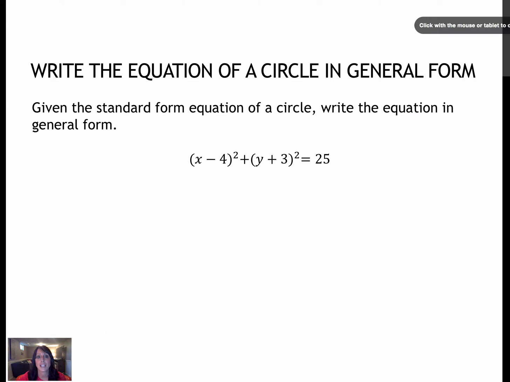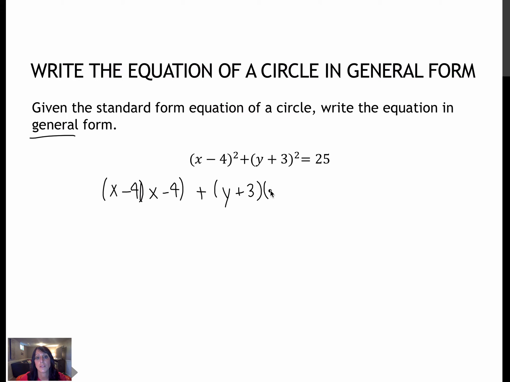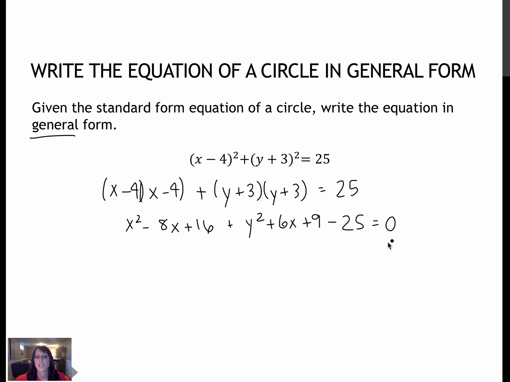So this is obviously the standard form, and I want to write it in general form, which means that I'm going to distribute the x minus 4 to the x minus 4, because there are two of them, and I've got two y plus 3's, and then of course I've got my 25, which I'm going to end up moving to the left side. So if I FOIL this out, I get x squared minus 8x plus 16. If I FOIL this out, I get y squared plus 6y plus 9. And then of course I'm going to subtract the 25 and set it equal to 0.